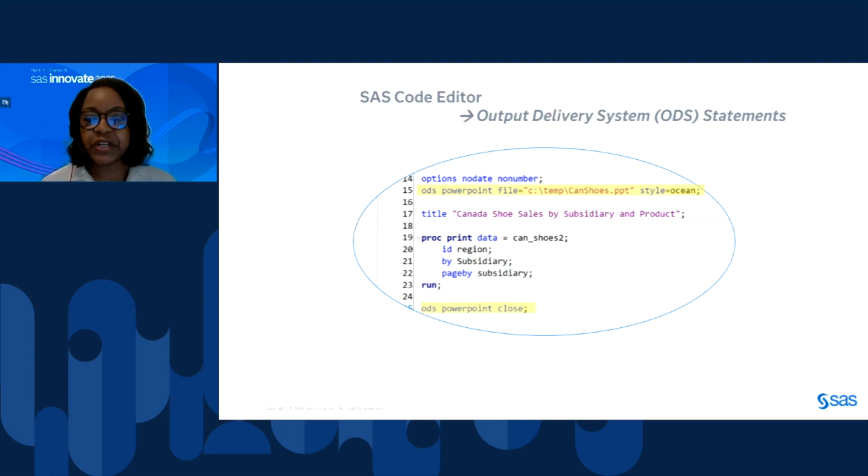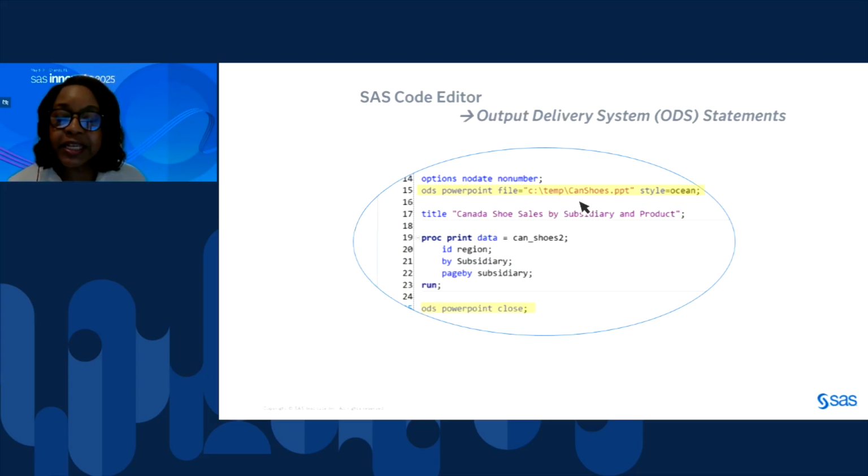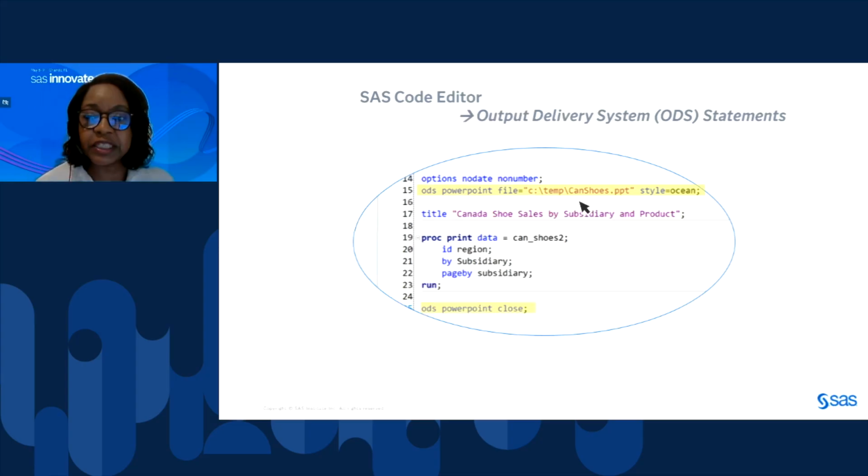When it comes to the SAS code editor, as long as you can find a SAS code editor in any of your interfaces, this technique will always work. You can use the SAS Output Delivery System statements. The Output Delivery System, also known as ODS, is the system that generates your output results. Even when you're getting your HTML, it's the Output Delivery System in the background that's generating your results.